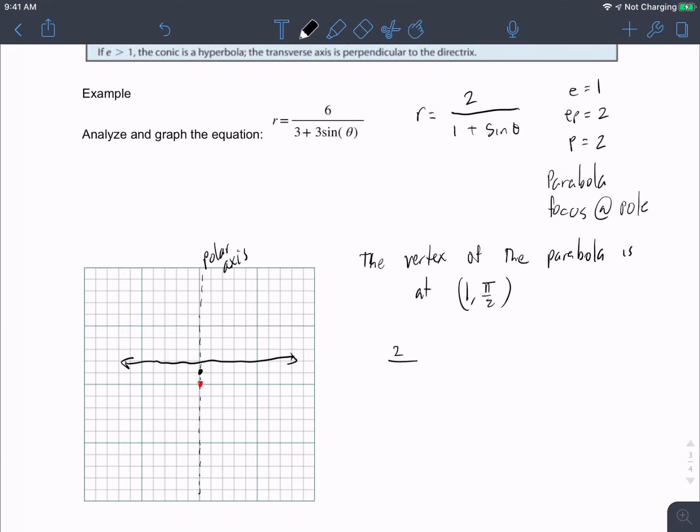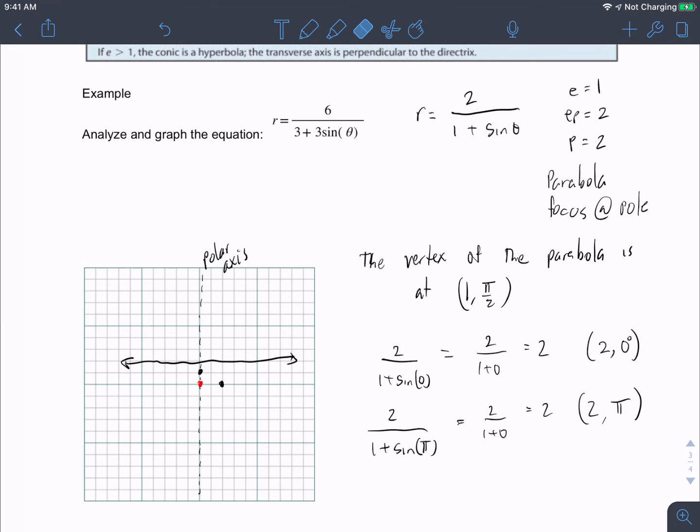So if I go 2 over 1 plus sine of 0, that's going to be 2 over 1 plus 0, which is 2. And so remember that this is in polar, so it's 2 with an angle of 0. So that would occur here. And then if I used pi, I'd get 1 plus sine of pi, but that again is 0. So I get 2 and pi as my angle. Since that's radians, I don't need the degree there. And so that is this point here.